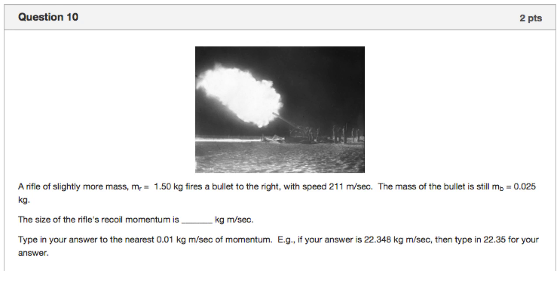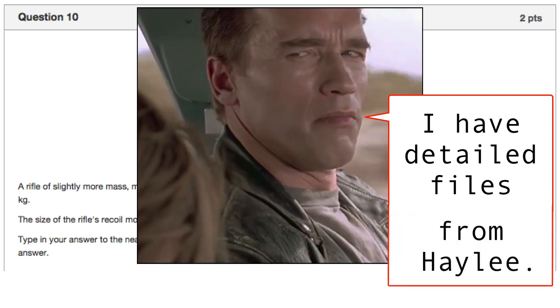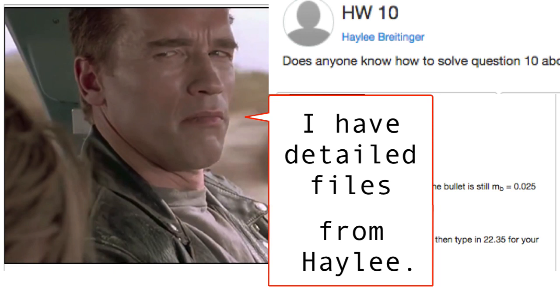Now, one of the ones I want to comment briefly about is question 10. There were some discussions in question 10. And as Arnold says, I have detailed files. The reason that we have detailed files is from Haley. What Haley did was post a question, and I have responded to her question in that discussion. Because of that, there's some good guidance for you on that. It's pretty basic. It's not a difficult question once you get the concept. So I'll just invite you to look at Haley's discussion thread entitled HW10. Make a note of that for your stuff.